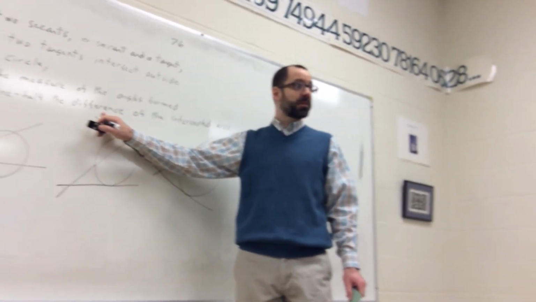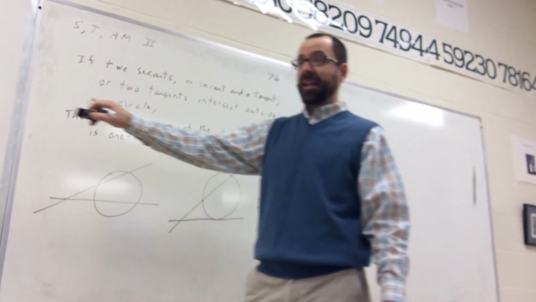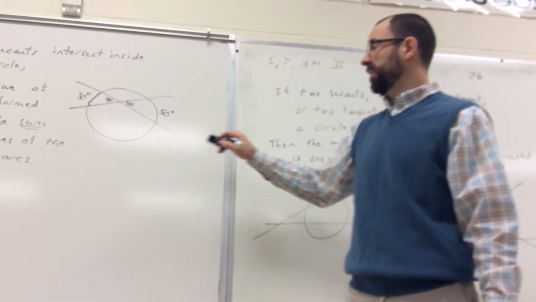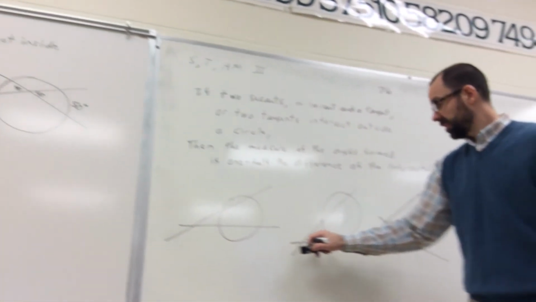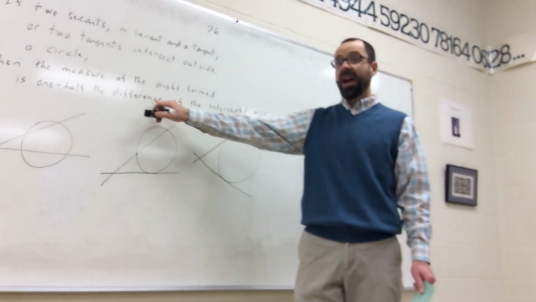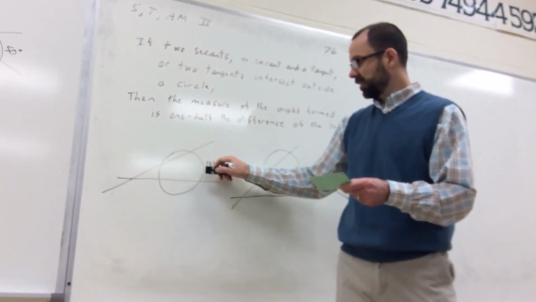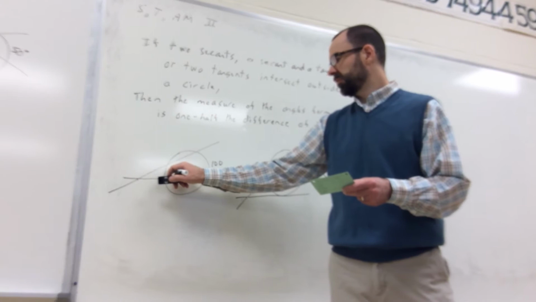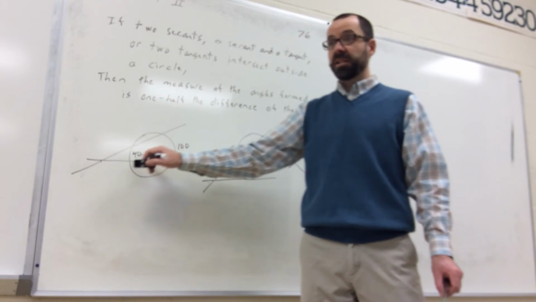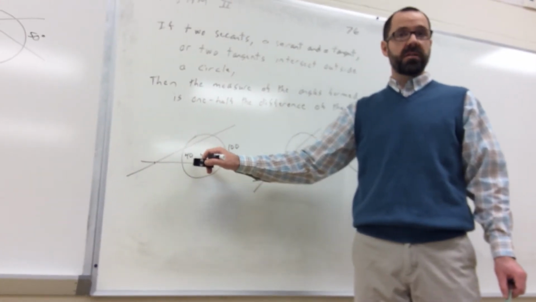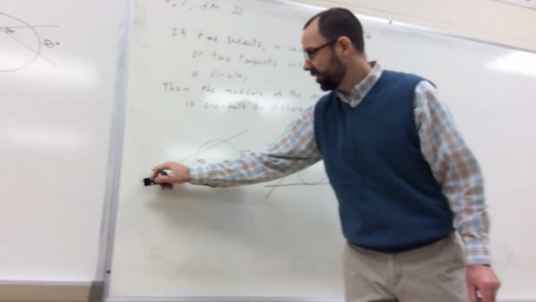So what does difference mean? That's subtract. So over here we were adding, because the intersection point was inside the circle. But here the intersection points are outside the circle, so that's why we're going to subtract. So let me mix some numbers up here. Let's say this is 100, and this is 40. So then what you do is you take 100 minus 40, and that's 60. And then you do half of that. So that means this angle is 30, this angle is 30.